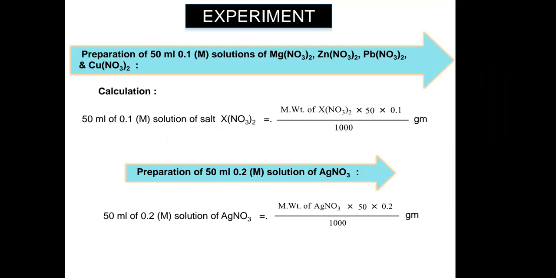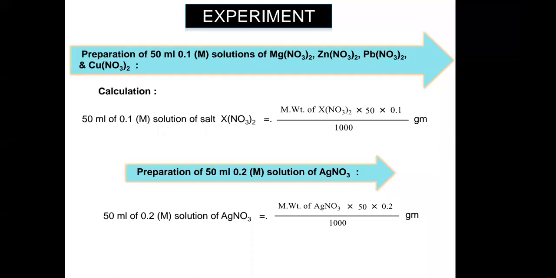For that, we have to calculate how much gram amount is required for this preparation, because we have to weigh that gram amount and then add it to 50 ml of water and mix it to prepare the solution. So 50 ml 0.1 molar solution means what gram amount?